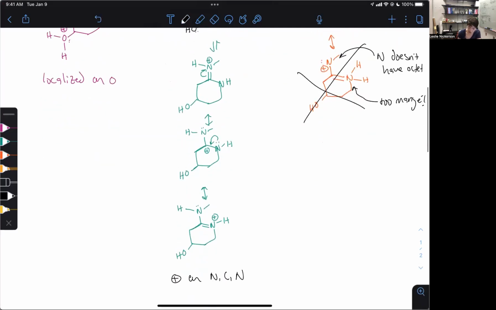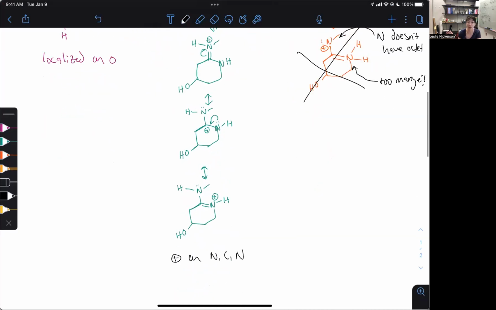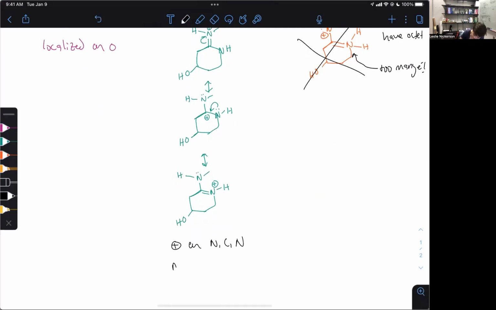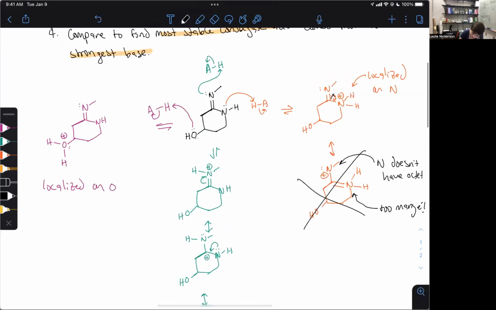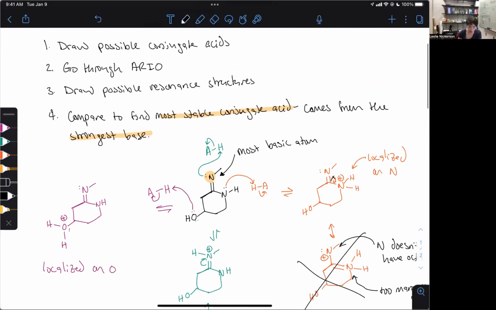But if we look at the difference between localized on nitrogen and then delocalized between nitrogen, carbon, and nitrogen, that's going to be a lot more stable. Okay, so this is our most stable conjugate acid. So that means that this nitrogen is our most basic atom. Okay, and that's basically doing all of those steps where we thought about RAO, we thought about resonance structures, we did our comparison, and we came to our conclusion.